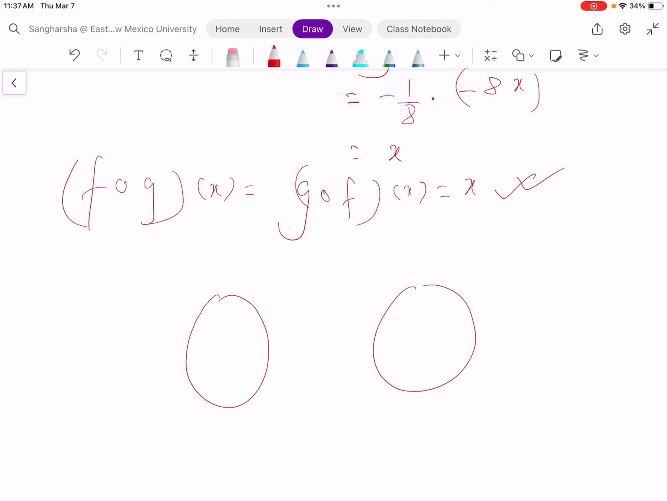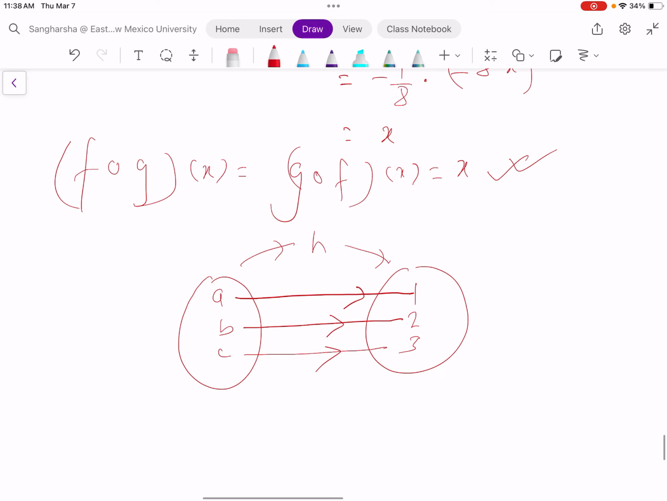So we have this function h. We have a, b, c, and we have 1, 2, 3. So a corresponds with 1, b has output 2, and c has output 3. So here every input a, b, c has exactly one unique output. a has output 1, b has output 2, c has output 3, and every input has a unique output. It means this function is one-to-one. So h is a one-to-one function.